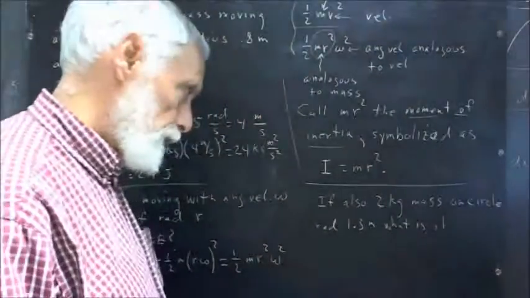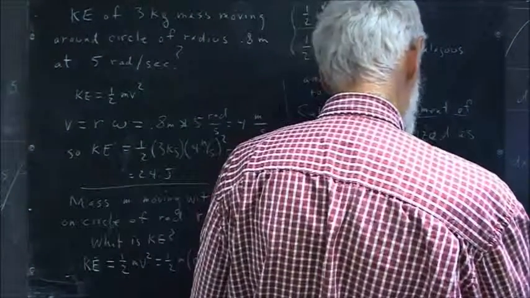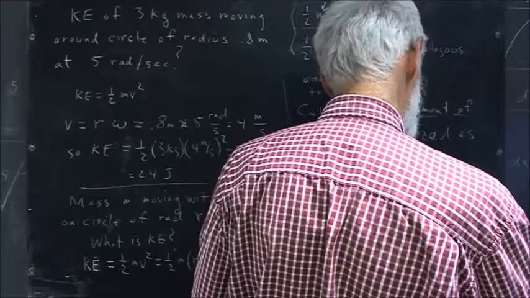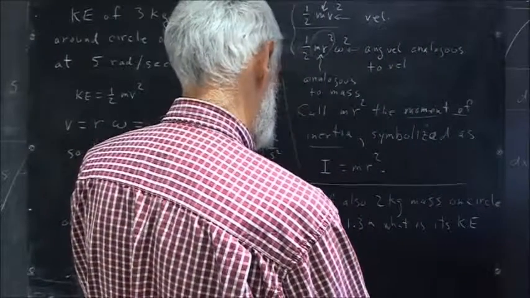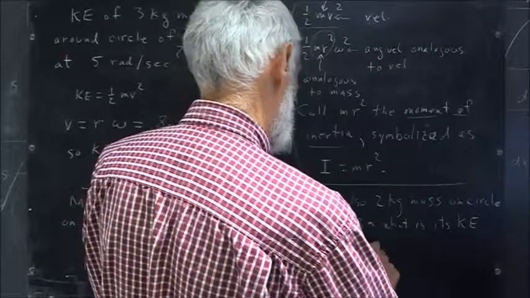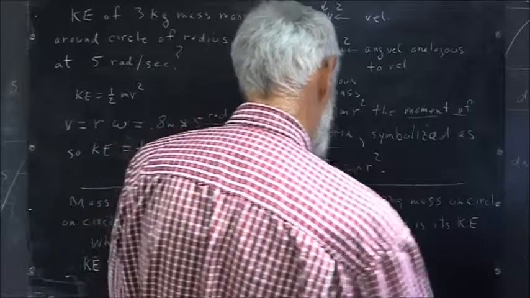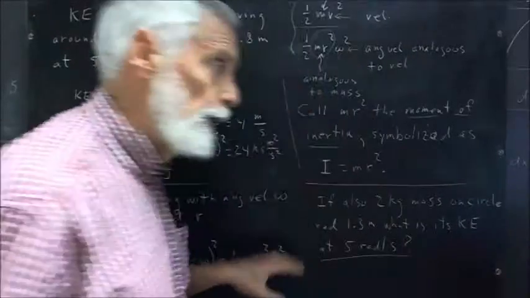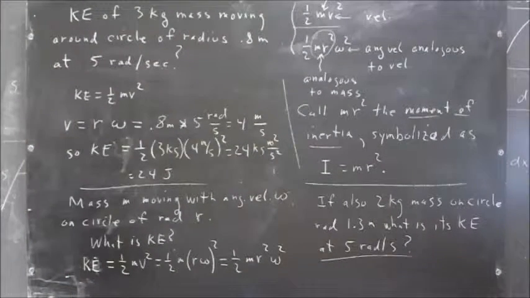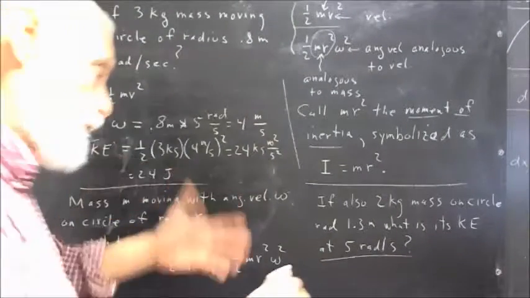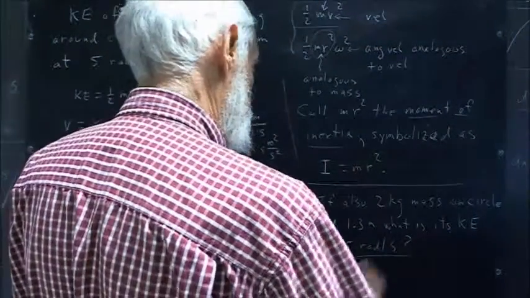And I'm getting ahead of myself. We'll say, what is its kinetic energy? Should have put the 5 radians per second in earlier, but I'll just add it here. At 5 radians per second. Okay? You should work that out. Now, I'm not going to give you time in the video to work it out, but it's fairly easy.